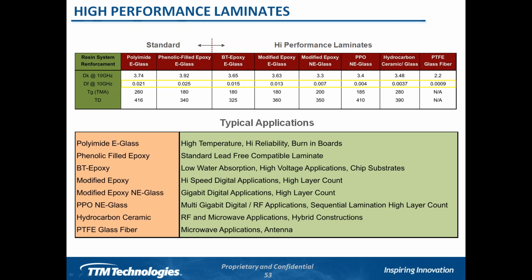So on this chart here, just meant to kind of show you the different options available as a broad snapshot, and then just typical applications where you would see all these materials being used. So for example, on the Teflon side or PTFE, you're seeing a lot of those for microwave applications, for antenna, for radar applications, especially with automotive today. And then as we go down the line, we see the PPOs and the modified epoxies being used a lot for high-speed digital type of applications.